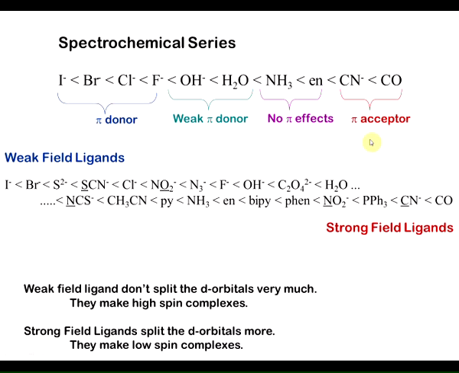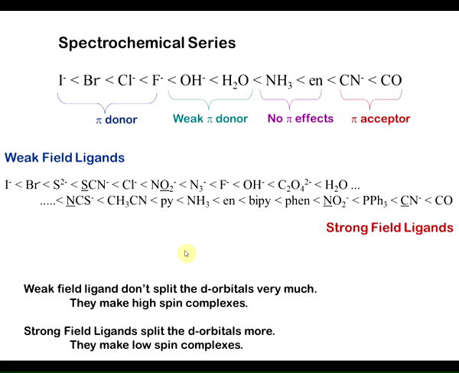Now, if we were to look at the molecular orbital diagrams of these complexes with these different types of ligands, we'd be able to better see how the pi acceptor ligands affect the separation, why they cause a bigger separation than the pi donors. And I think I had that in another slide for you in another series.